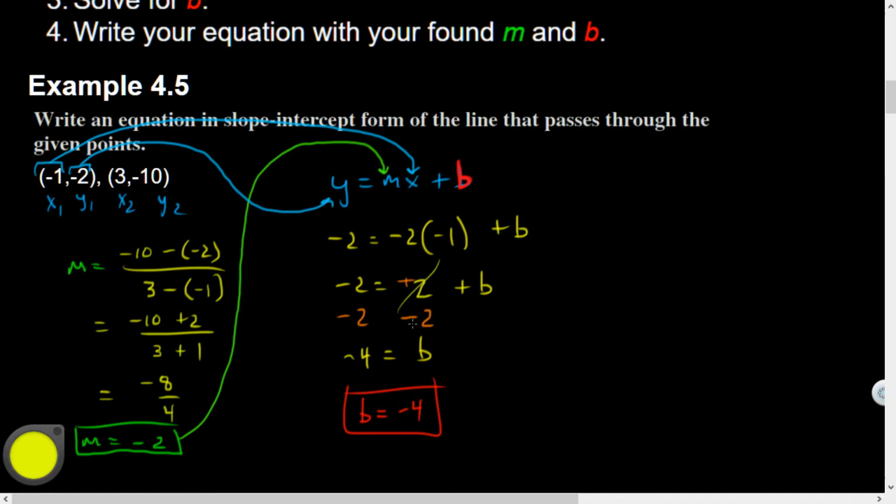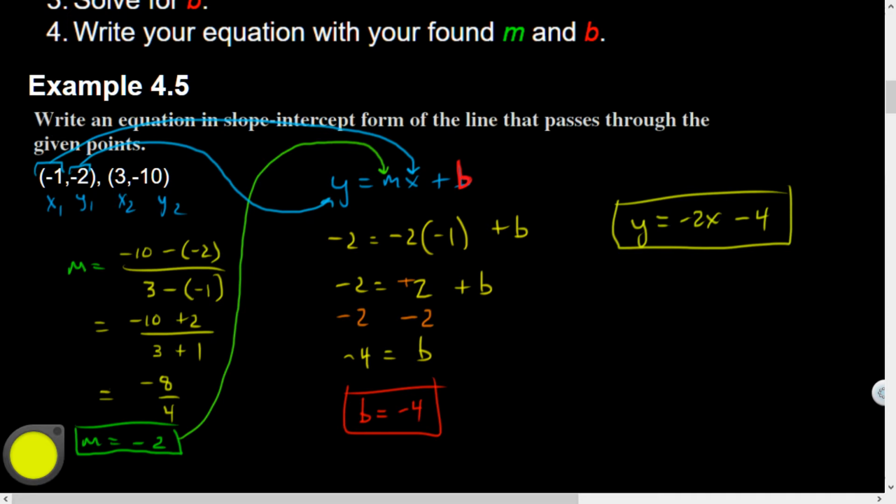These canceled out. Negative 2 plus a negative 2 became more negative. All right. And now the last part, it says, write your equation with your found m and b. So I'm going to write my equation, y equals negative 2x minus 4. So given 2 points, I was able to find the equation of that line. It's pretty cool.